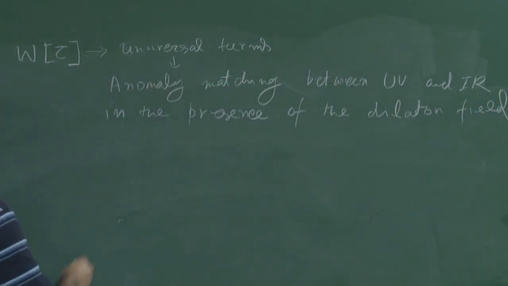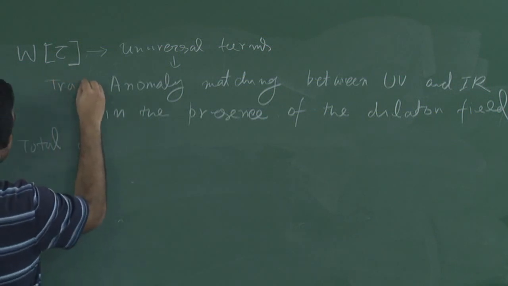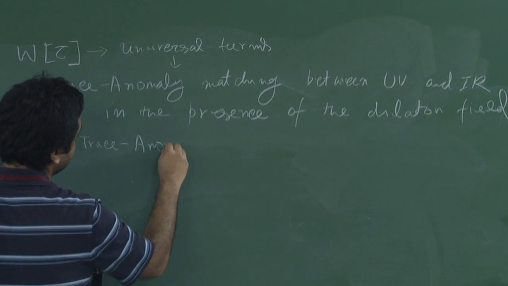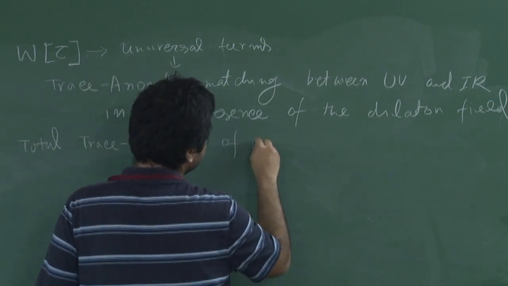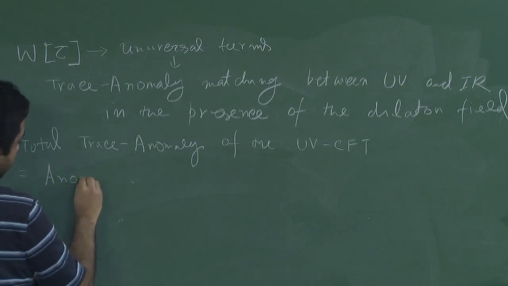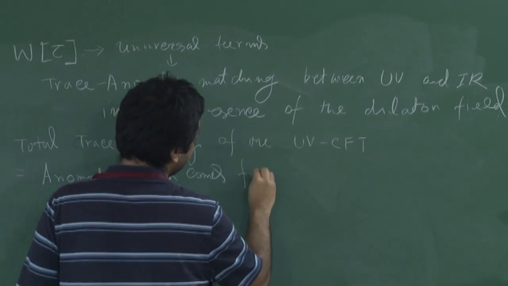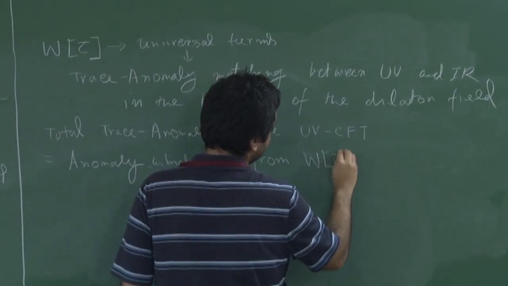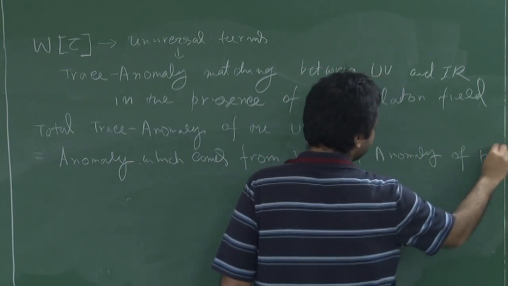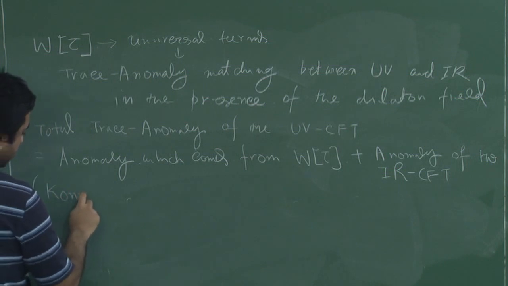Okay, what I mean by this is that the total anomaly, sorry, this is the trace anomaly. So the total trace anomaly of the UV CFT is actually the anomaly which comes from the dilaton effective action, from W of tau, plus the anomaly of the IR CFT. Okay, so this was actually argued by Komargodski and Schwimmer.